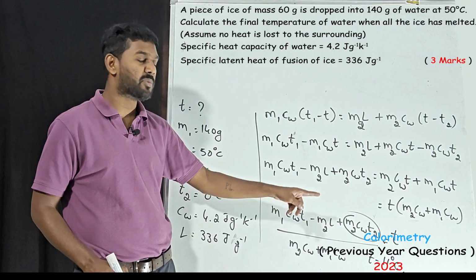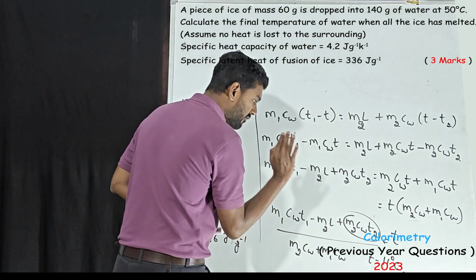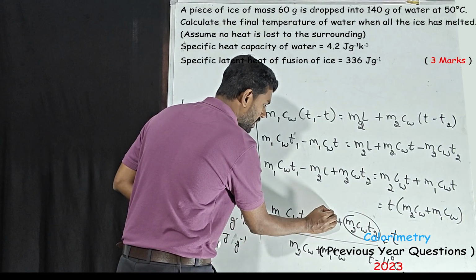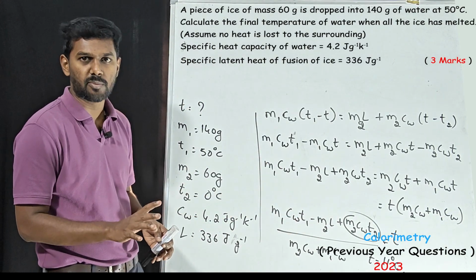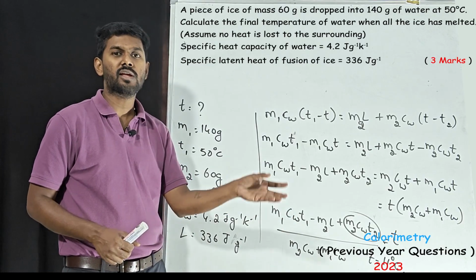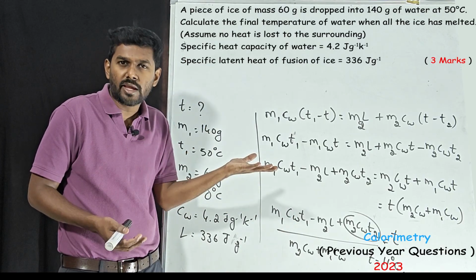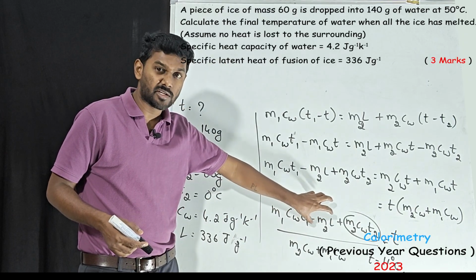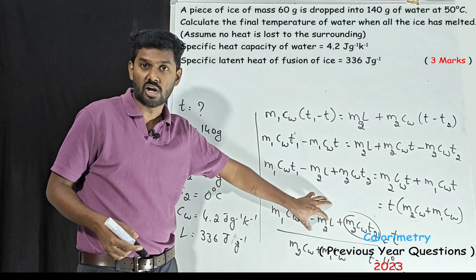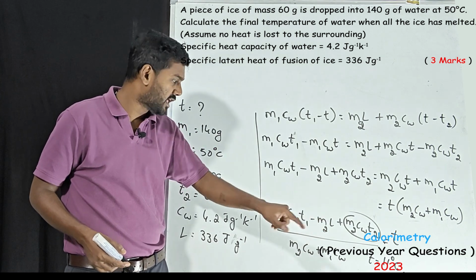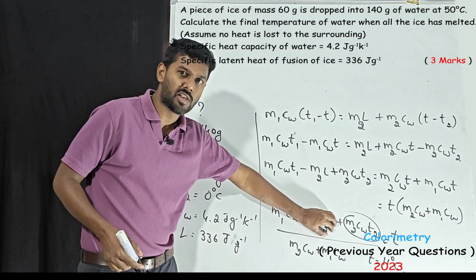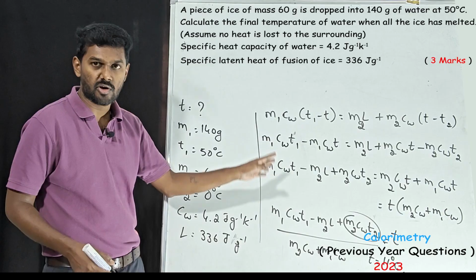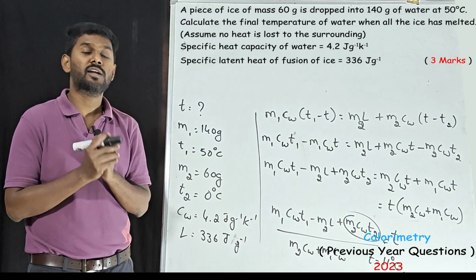If ice is not given, the final temperature formula is only this much. Assume ice is not given, minus M2 L will not be there, remaining everything will be there. This is the final temperature. Assume instead of ice they are putting an iron piece into water, anything except ice. Because of ice we are getting latent heat. If any other substance is there, only minus M2 L will not be there, everything else is same. So this is the final temperature formula. Substitute the values, you will definitely get it properly.